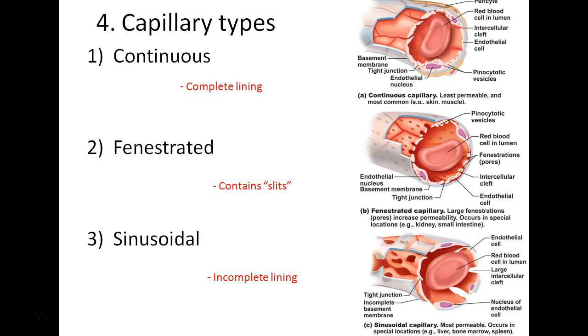And then the sinusoidal capillaries have an incomplete lining. So in other words, the endothelial cells are not tightly joined together. We have large openings or gaps that are going to allow for the transport of large substances between blood and tissues. And we might find sinusoids in bone marrow, liver, spleen, and in some endocrine glands. Again, the main idea of capillaries is that they are a site of exchange of substances.